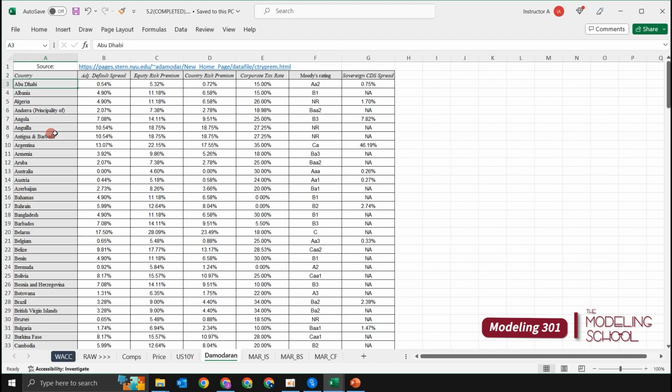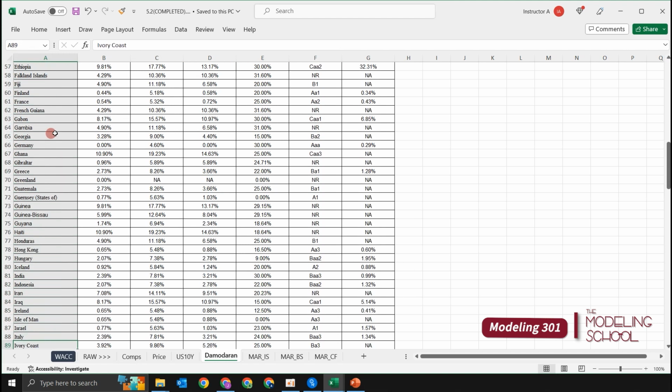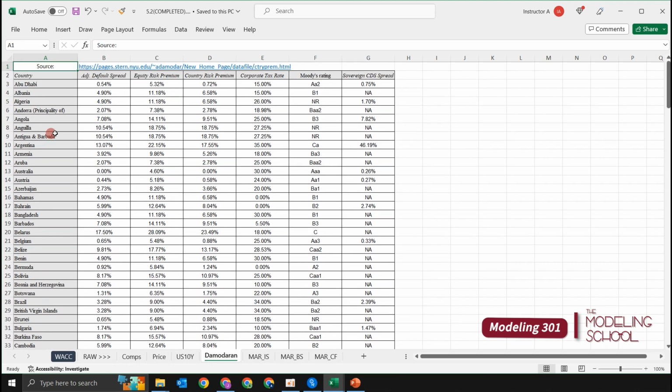We also have the data from Damodaran, country-specific risk-free rates of almost every single country in the world. Of course, we're simply going to use the U.S. equity risk premium, but this is where we can get the data for equity risk premium.